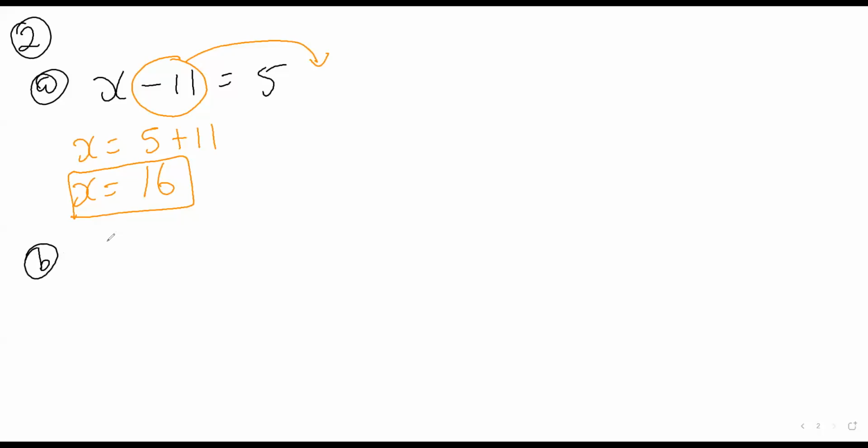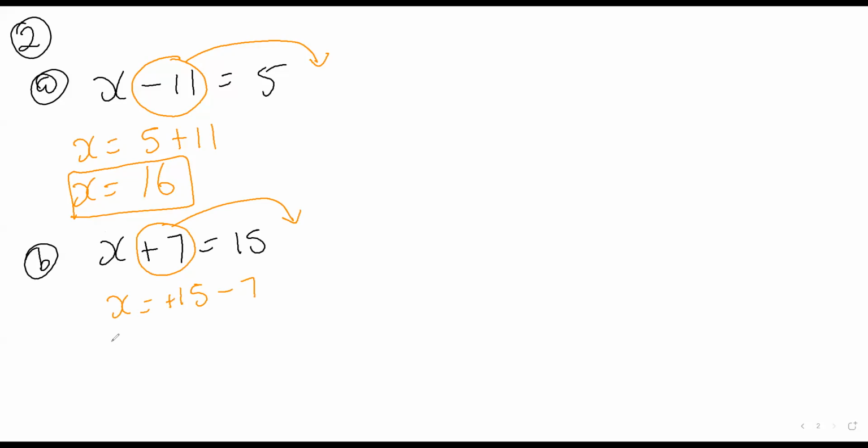Nice. Good. Next one. x add 7 equals 15, right? The inverse of adding is subtracting. So you're going to subtract 7 on the other side. So x is equal to 15 take away 7, right?